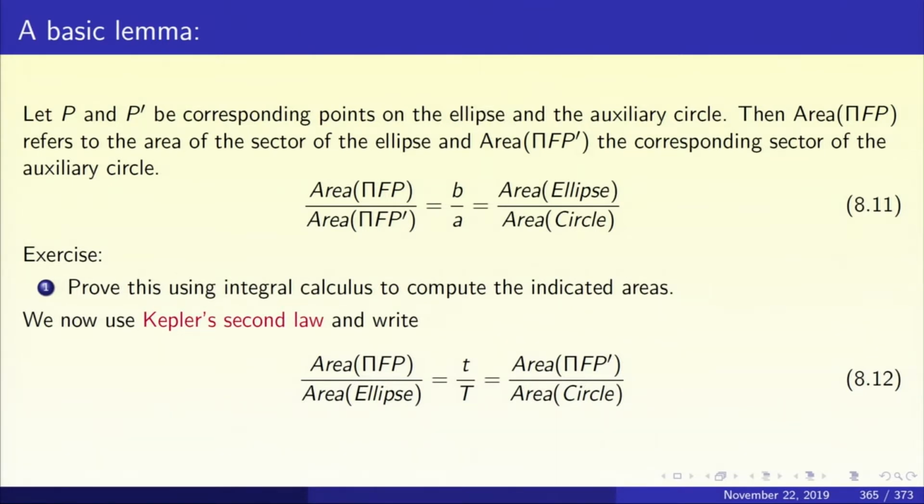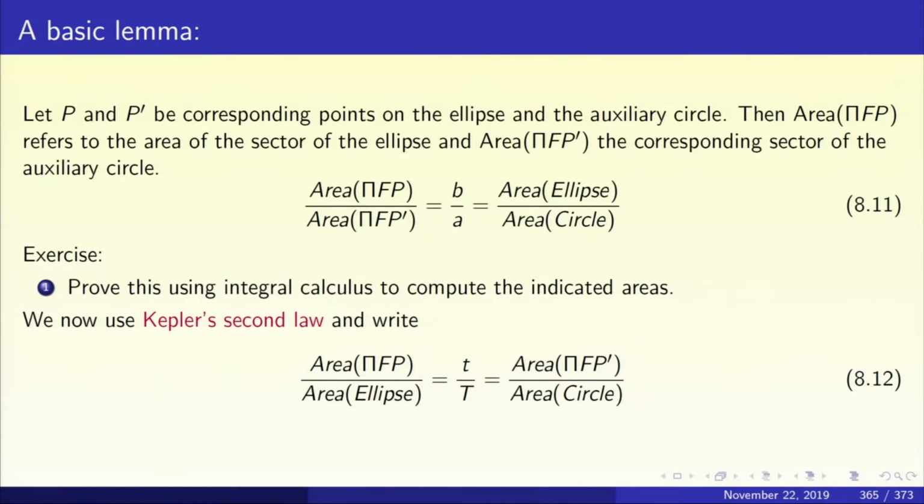Exercise: prove equation 8.11 using integral calculus. Use calculus to calculate the area of Pi F P and the area of Pi F P prime. Take the ratio and check that you exactly get b by a, which is also the area of the ellipse upon the area of the circle.